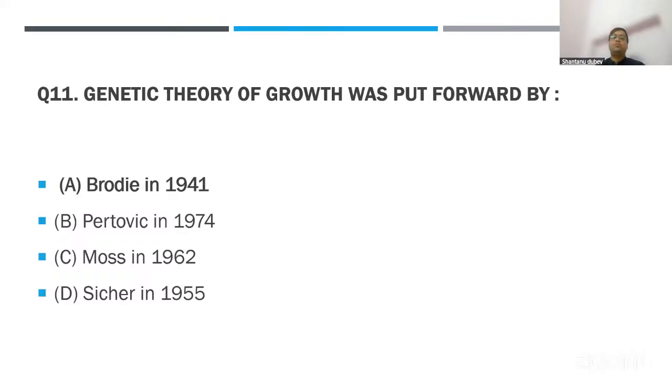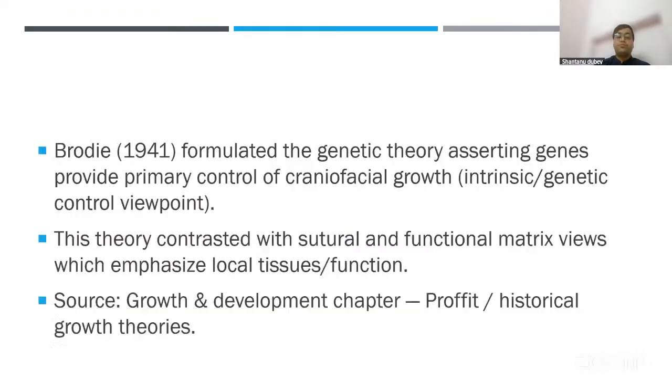Genetic theory of growth was put forward by Brodie in 1941. So Brodie in 1941 formulated the genetic theory, asserting that genes provide primary control of the craniofacial growth, which is the intrinsic genetic control point of view. Intrinsic means that within the cell it lies, right? For each cell, the amount of growth which is decided is present inside the cell only. So that is why intrinsic viewpoint.